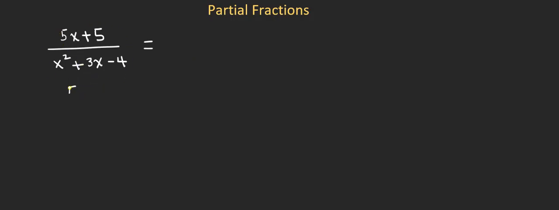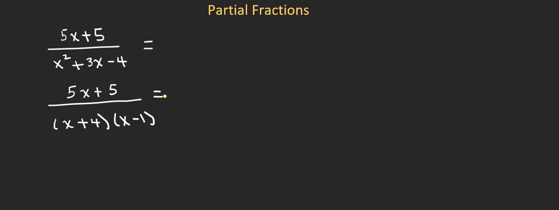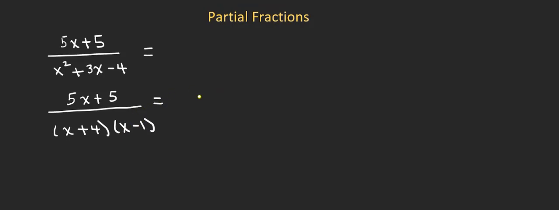In order to do that, you need to find the factors of the denominator. So you get x plus 4 and x minus 1. So this means some number a over x plus 4 plus some number b over x minus 1 should equal this thing right here. Now we need to find what a and b are.